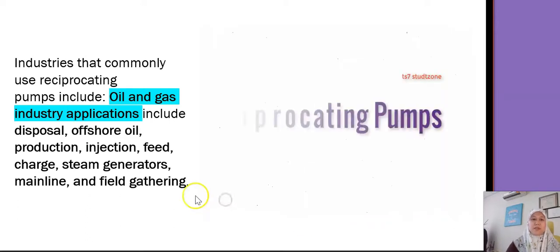Okay, that's the mechanism part of it. You can see that there's a piston involved.